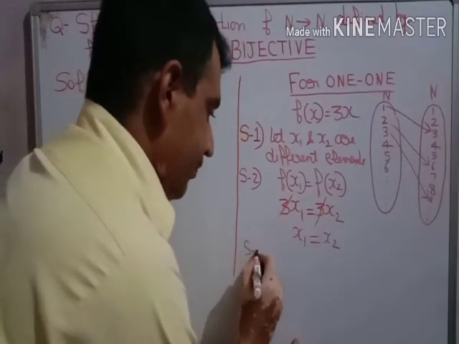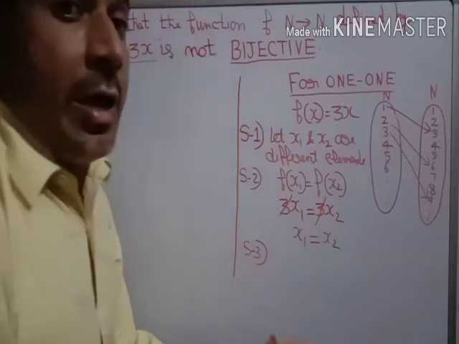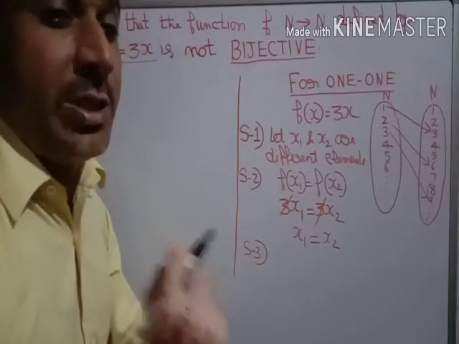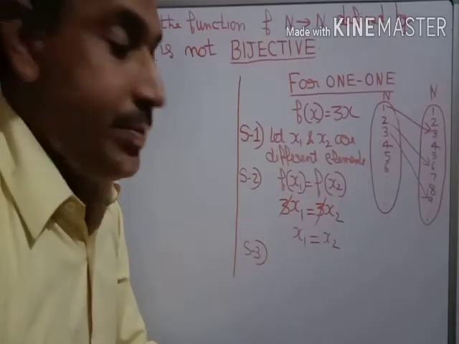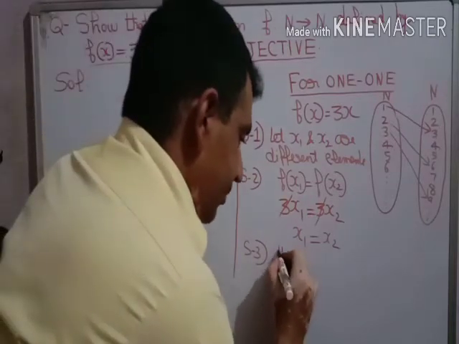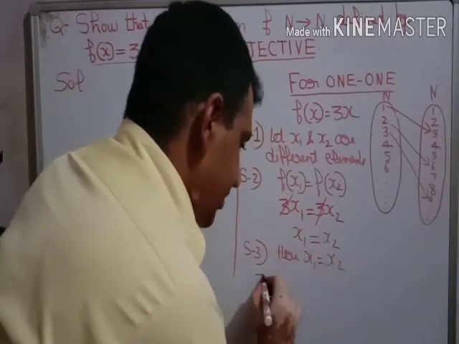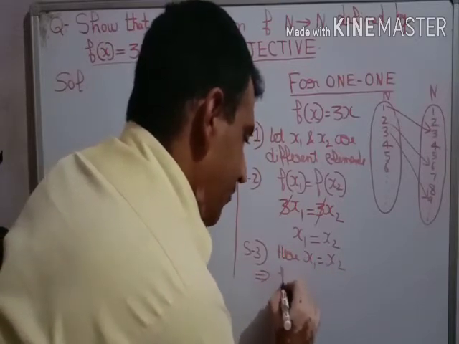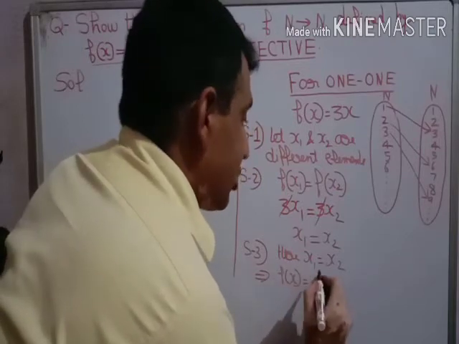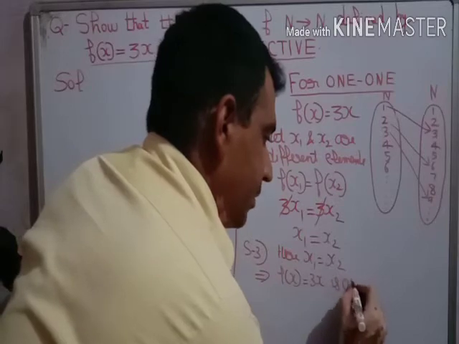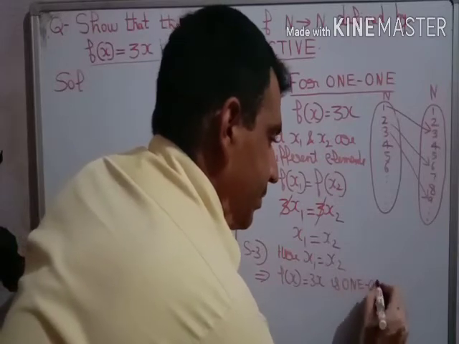Then step 3: at the last step, if you get x1 equals x2, then the function is 1-1. Here x1 equals x2. This implies that f of x equals 3x is 1-1.